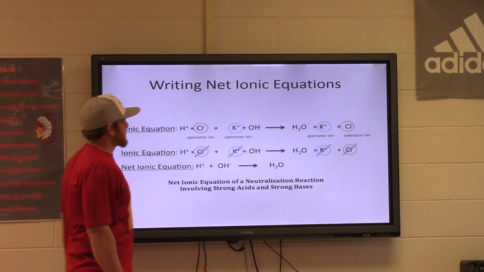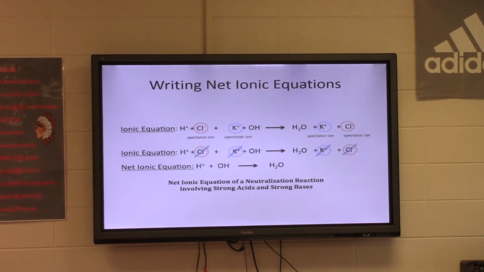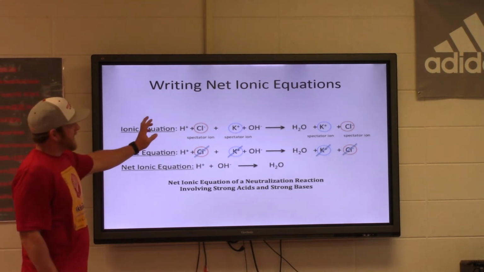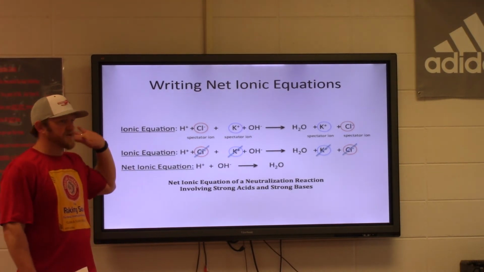Okay? So we look at this right here, writing a net ionic equation. The first thing when we write these ionic equations is it's got to be balanced. So you've got to have a balanced equation.